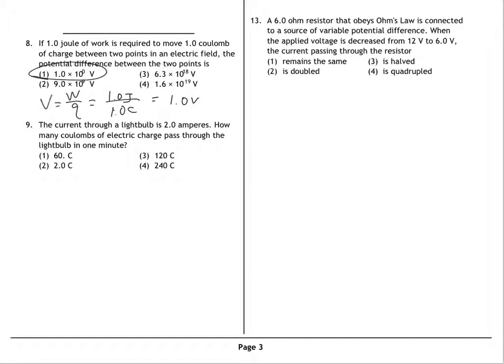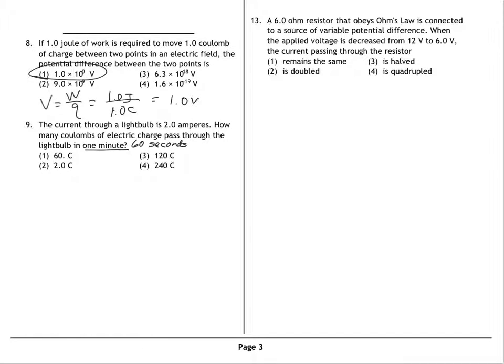In number 9, the current through a light bulb is 2 amperes. How many coulombs of electric charge pass through the light bulb in 1 minute? So one thing that I know we should probably go ahead and get out of the way right now is that 1 minute is actually 60 seconds. So we'll deal with that that way.